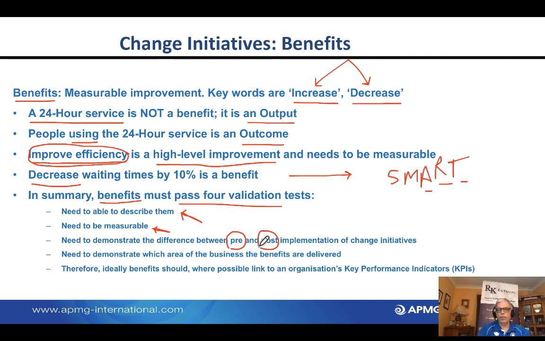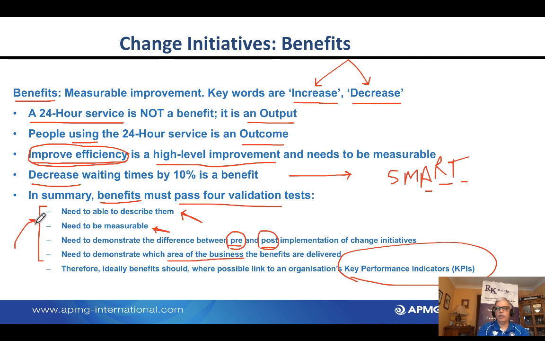So therefore, whatever we claim must be demonstrated as pre and post, and of course, which area of the business do we attribute the benefit to? So anything that you say is a benefit, challenge individuals and see whether they pass the 4 validation tests. And ideally, where we can link benefit to the key performance indicators of the organization, we should have answers to all of those quite easily.